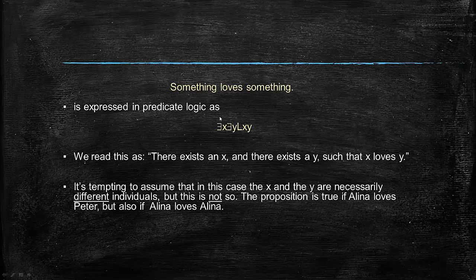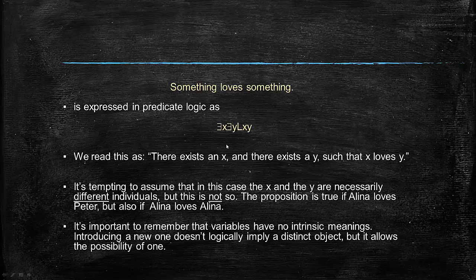Okay? So it's important to understand that the meaning of this sentence does not actually imply that x and y have to be different. So if Alina loves Alina, if something loves itself, in other words, then there would be an x and a y such that x loves y. It's just that x and y would be identical. They'd be the same thing. So when we introduce two distinct variables, that doesn't mean there are necessarily two distinct objects. It just allows for that possibility.